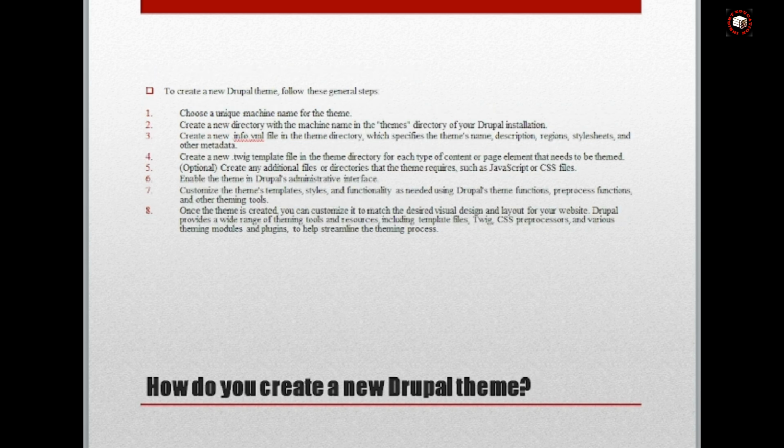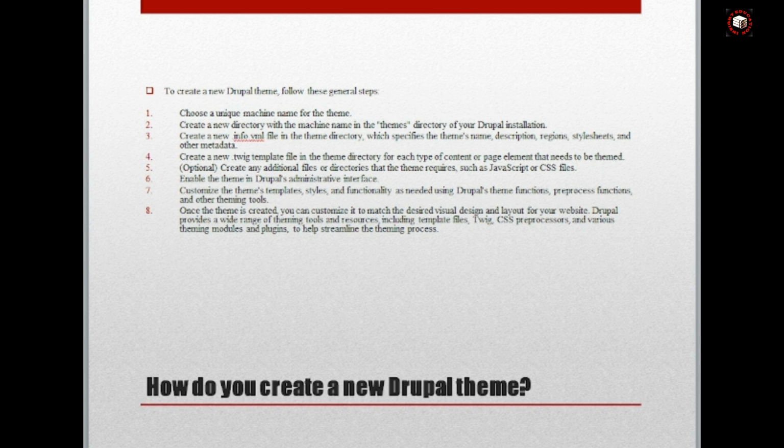Next, how do you create a new Drupal theme? First, choose a unique machine name for the theme. Second, create a new directory with the machine name in the themes directory of your Drupal installation. Third, create a new info.yml file in the theme directory which specifies the theme's name, description, regions, style sheets, and other metadata. Fourth, create a new theme template file in the theme directory for each type of content or page element that needs to be themed.